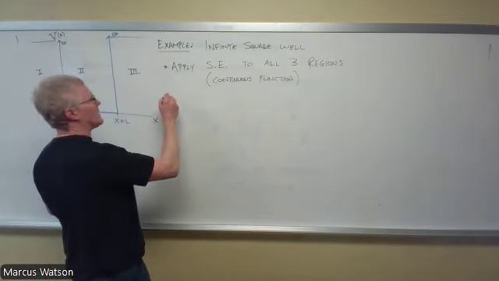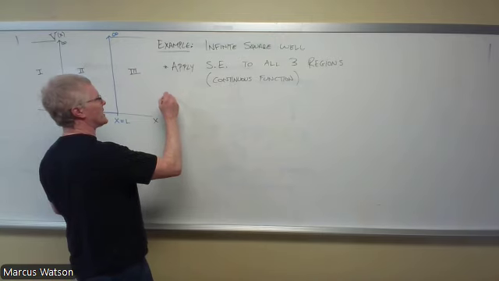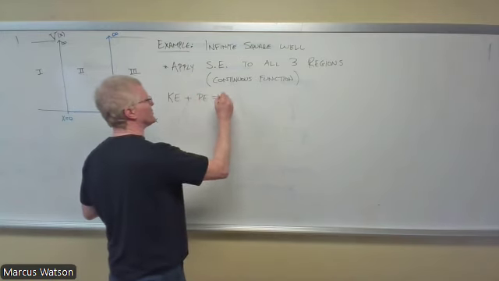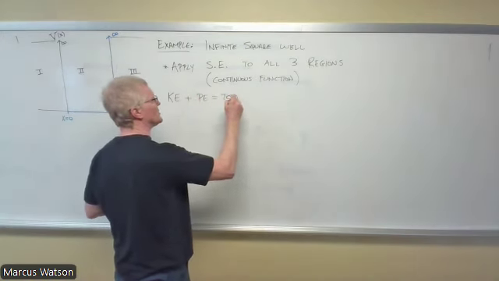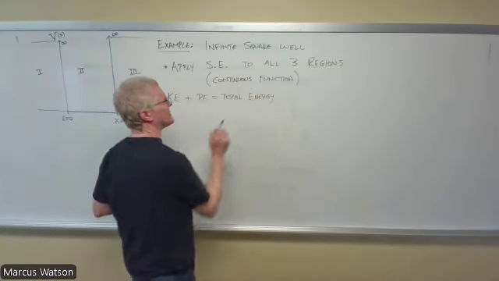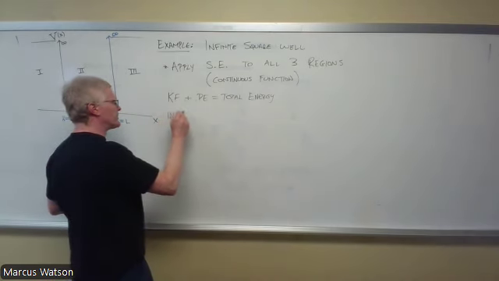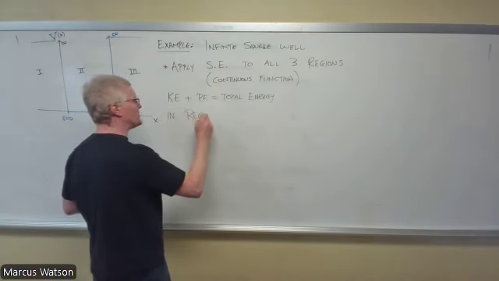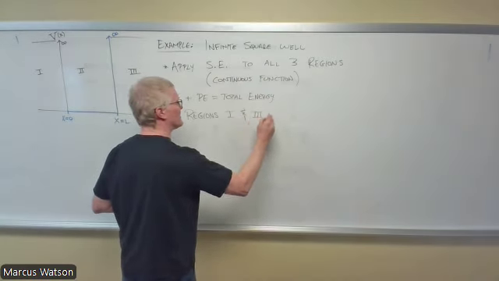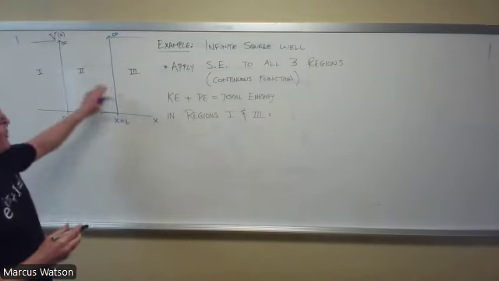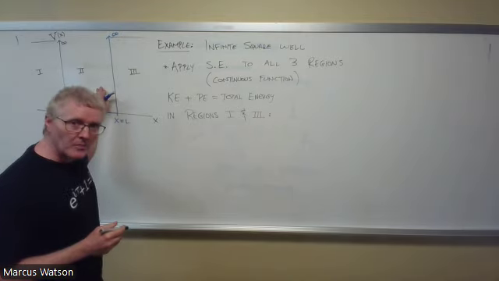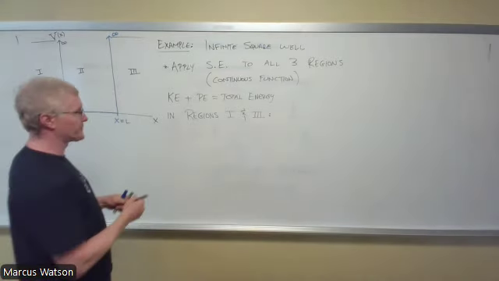Since I do kinetic energy plus potential energy equals total energy, I've already described a little bit about what happens in regions 1 and 3. So here in regions 1 and 3, we are expecting the wave function to be 0 because the potential is infinity there.